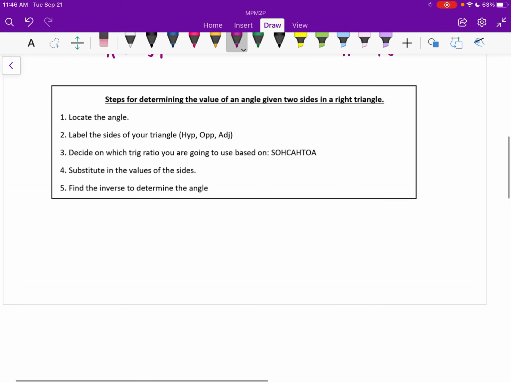So the steps for determining the value of an angle if you're given two sides of a right triangle are as follows. This is a step-by-step we can always use to do our problems. First things first, locate the angle you're trying to find. Then label the sides of your triangle: hypotenuse, opposite, adjacent. Then decide which ratio you can use given what you have. If you're given the opposite and the hypotenuse, use sine. If you're given the adjacent and the hypotenuse, use cosine. If you're given the opposite and the adjacent, use tangent. Then plug in all the values and solve for the angle.